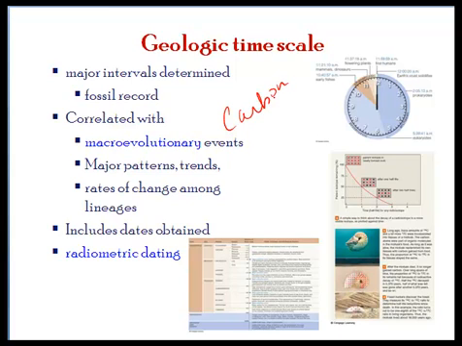Carbon dating means that carbon is the element that's present in all living forms. Now there is a ratio of a radioisotope of carbon, actually it's not carbon 15, it's carbon 14, versus carbon 12, which is a normal form.